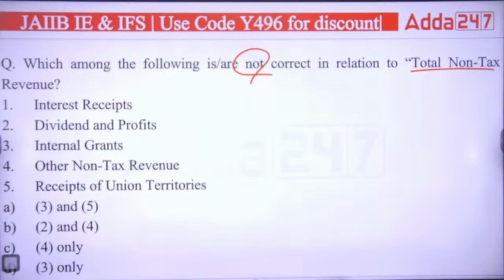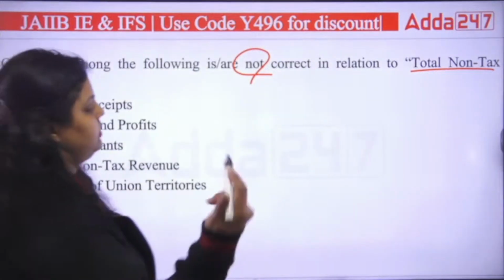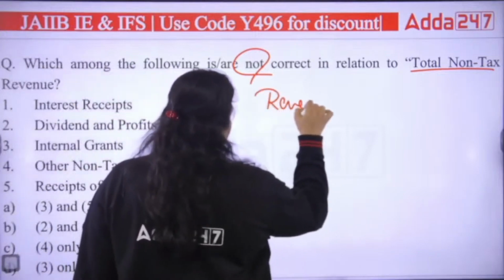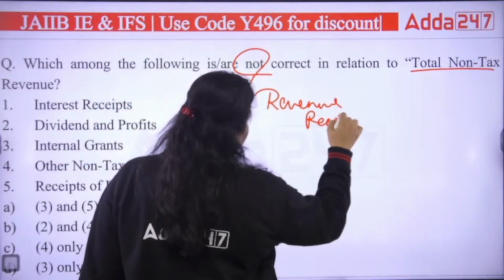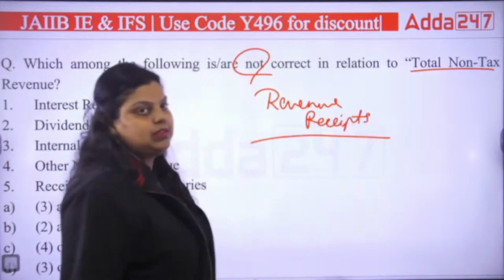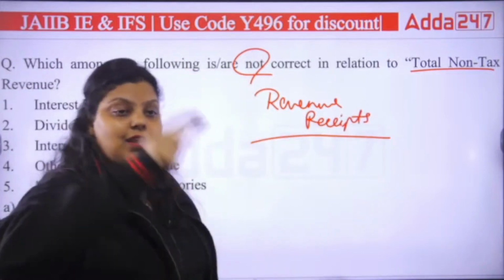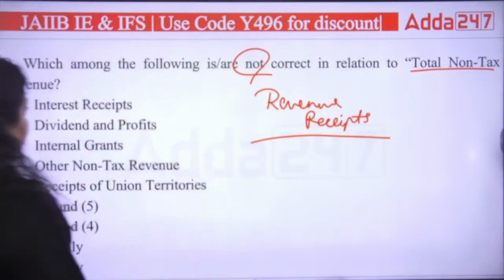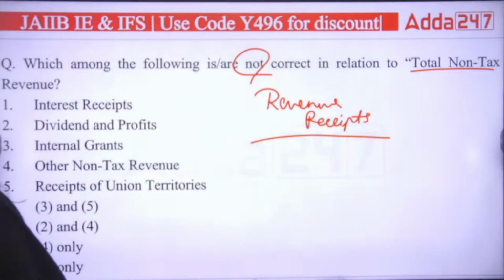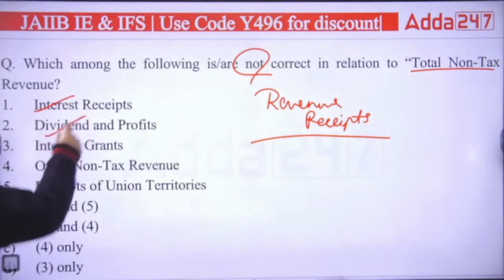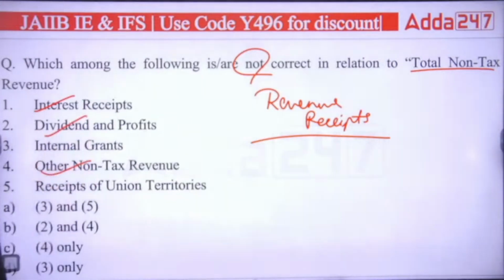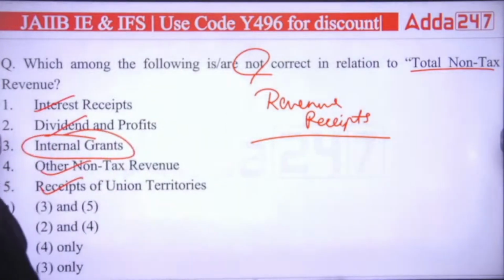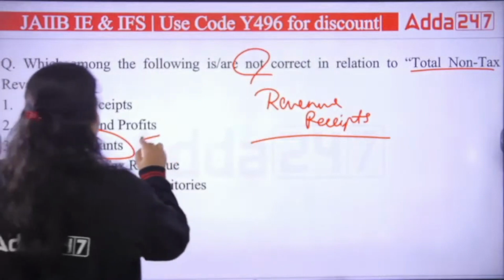Tax revenue is a part of your revenue receipts. Revenue receipts are the day-to-day income for the government of India, which covers tax revenue and non-tax revenue. Here we are talking about non-tax revenue. Interest receipt is a part, dividend and profit is, other non-tax revenue is, and receipts of union territory are, but not the internal grants. Internal grants are not part of total non-tax revenue. It should be external grants.